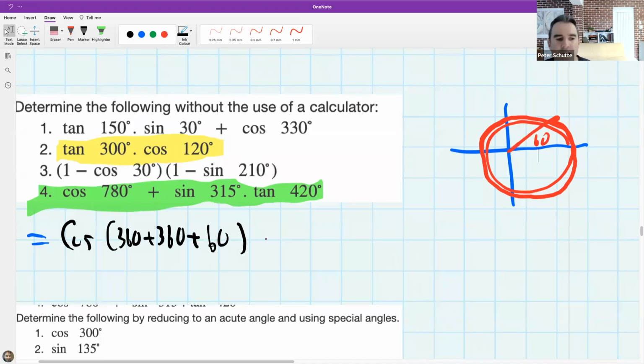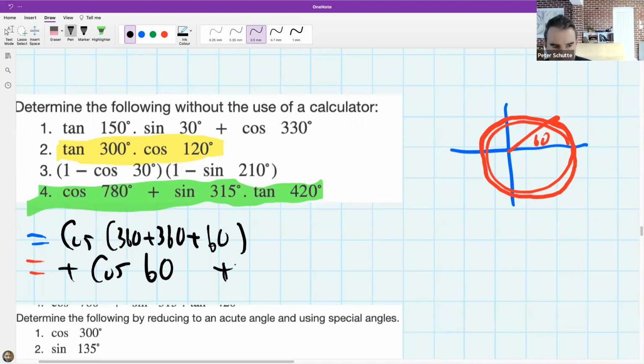Yes, sir. Now tell me, using this idea, is it going to be positive or negative in quadrant 1? It's going to be positive. Yes, so this becomes plus cos 60, which is a special angle. So we could evaluate that if we use special triangles. I'm going to thank you for that. That was super helpful. It was a really good question.